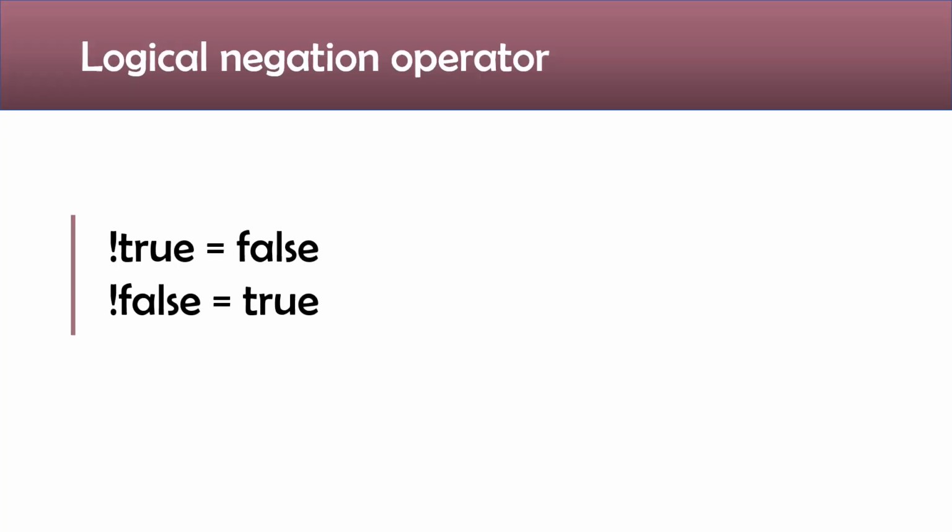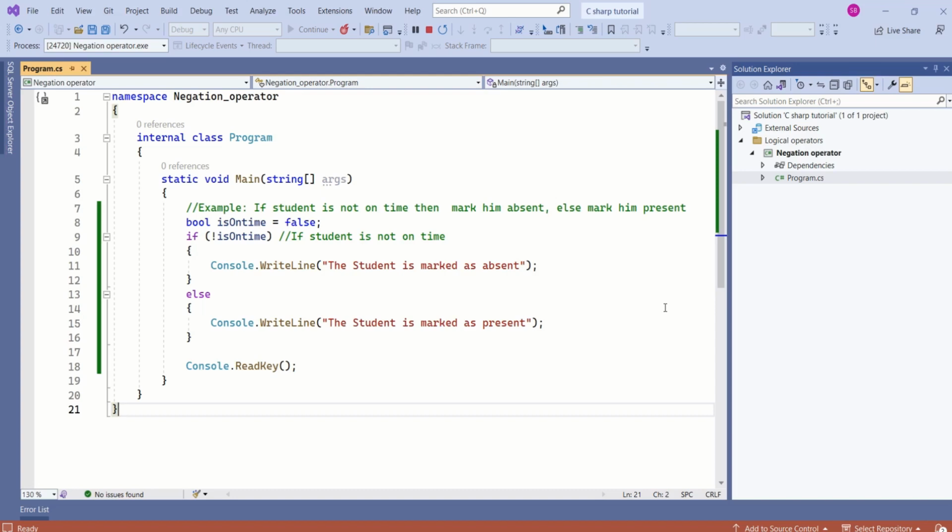Just to summarize this operator, negation of true will be false and negation of false will be true. You can use this operator in a variety of situations, but whenever you're going to make use of this operator, just remember this will toggle the operand's value. If it is true, then it will make it false. If it is false, then it will make it true.